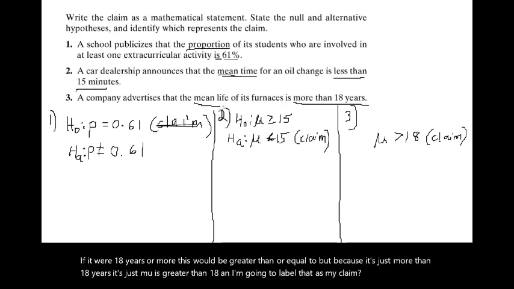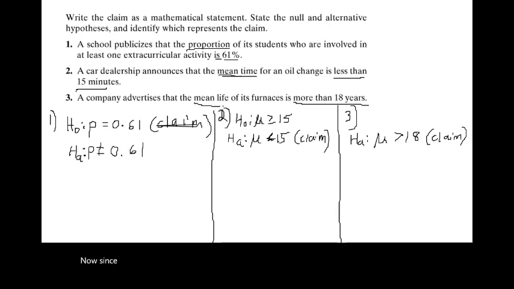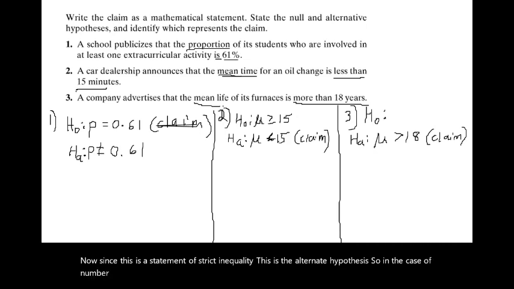Now, since this is a statement of strict inequality, this is the alternate hypothesis. So in the case of number 3, our claim was the alternate hypothesis. Its opposite is going to be the null hypothesis, which always contains a statement of equality. So the opposite of greater than is less than or equal to. So the null hypothesis will be mu is less than or equal to 18.